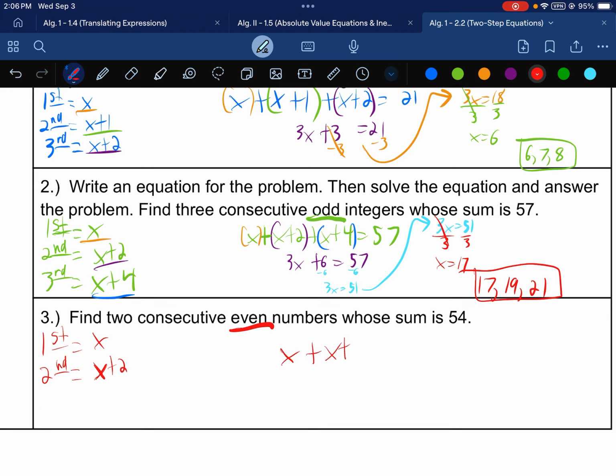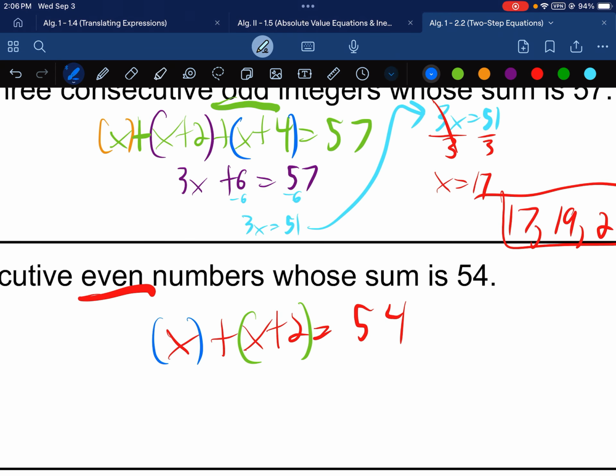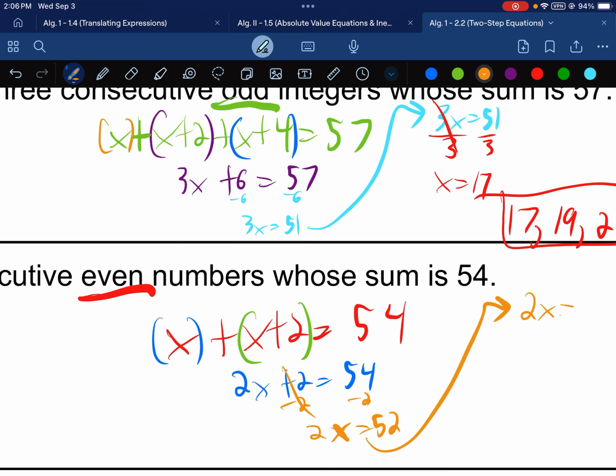And we set this up as the sum, or adding, x plus x plus 2 equals 54, which once again I'm going to use some color to help me out, x in blue, and I'm going to do x plus 2 in green. And these add up to 54. Once we solve this, we'll notice that this actually works out just fine to where it ends up being even numbers. So if we combine x plus x, we get 2x plus 2 equals 54. Then I subtract by 2, and I get 2x equals 52.